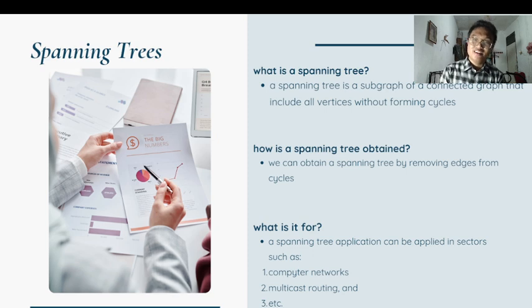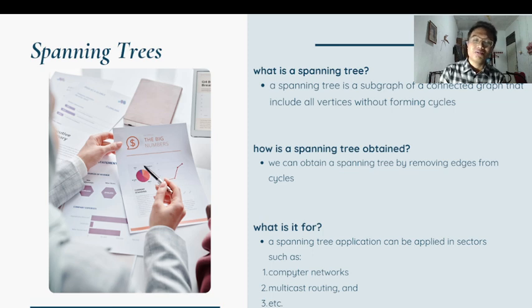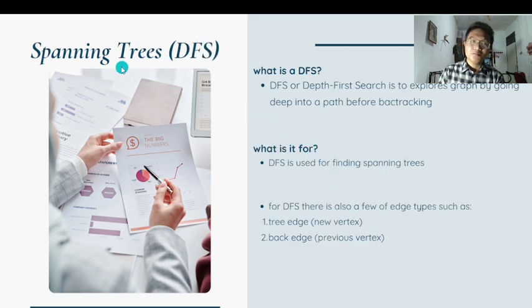And then, after we obtain it, what is a spanning tree for? These are some of the applications I found, pardon me again for the misspelling. First is computer networks, second is multicast routing, and etc. Okay. In spanning trees, there is something also known as DFS or depth first search.